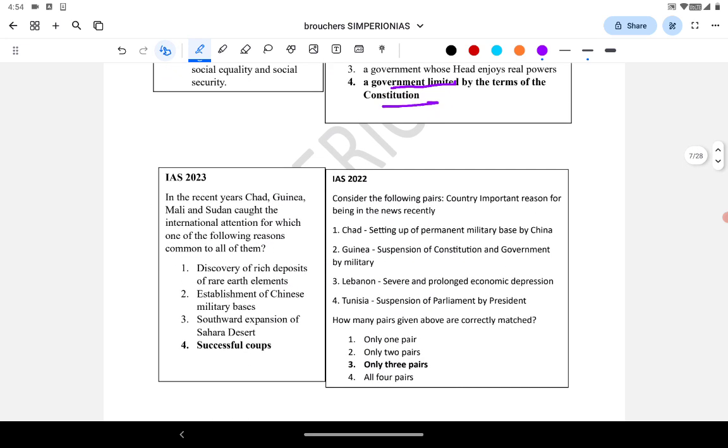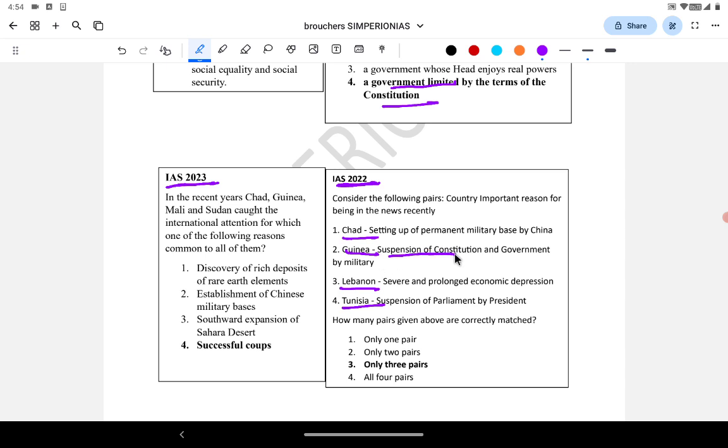Next, let's take the next question. This is also one such very interesting question. See the year, UPSC 2022. This is a 2023 question. Chad, Guinea, Lebanon, Tunisia. In the recent years, Chad, Guinea, Mali and Sudan were caught in the international attention. Why? Chad and Guinea. The correct answer is what?